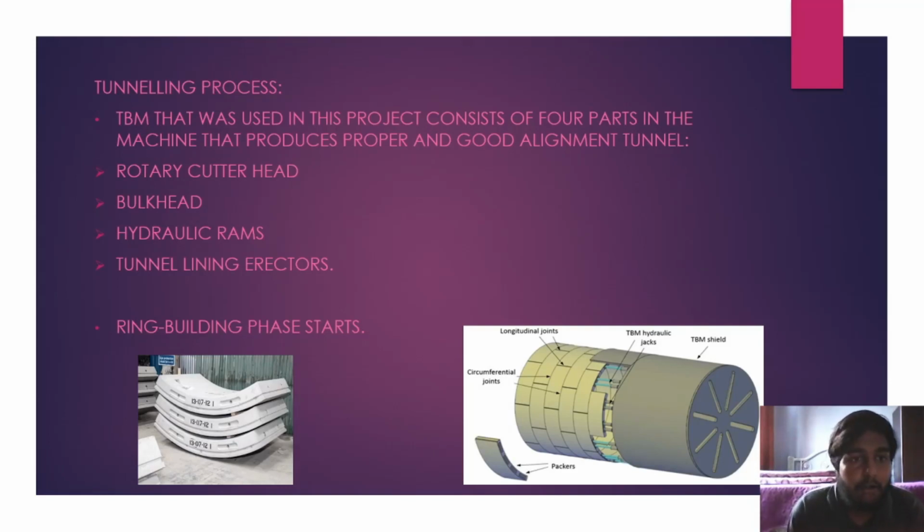And next, we will see the tunneling process and how the TBM drills the tunnel. There are four components involved in a proper and good alignment of the tunnel. First is the rotary cutter head. The cutter head is made of tungsten discs and its main purpose is for the excavation of rock. This is the part where the hard surface of the rock is penetrated.